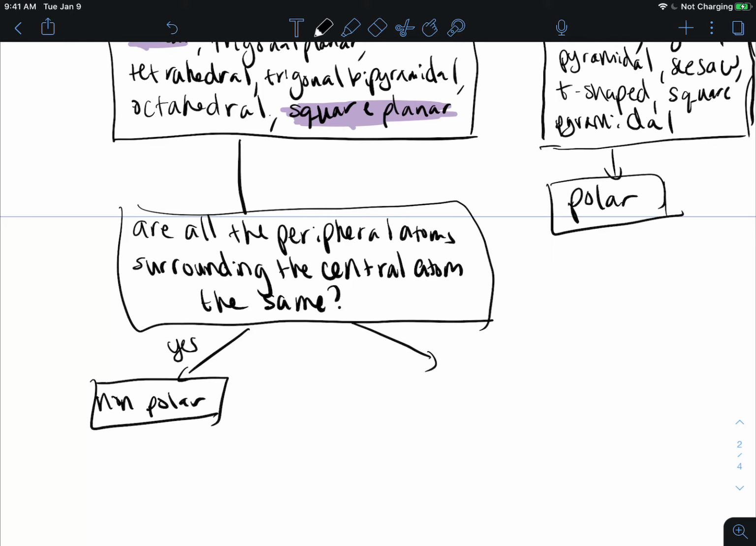If, however, we do not have the same atoms around our central atom, we're going to have an asymmetric component to our molecule. And since we have asymmetry plus polar bonds, we'll have a polar molecule. Okay, so some things to note about polar molecules: polar molecules are going to have different properties than their nonpolar counterparts.